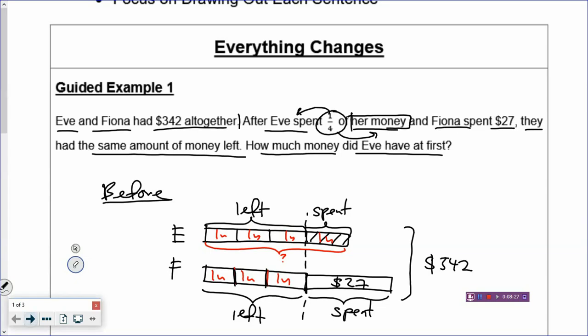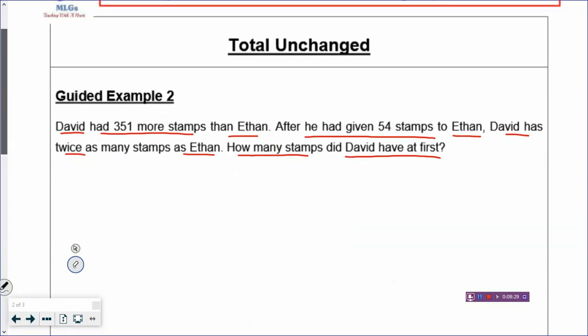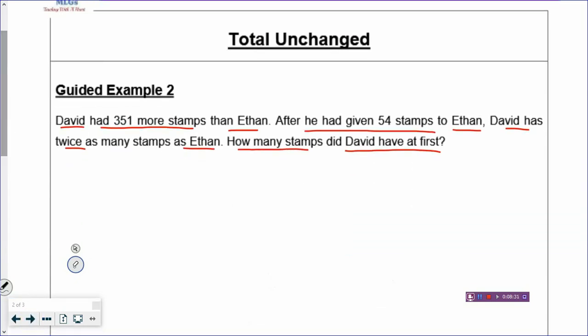Alright, if you go to example 2, what is unchanged or everything changes? Now, there is a transfer going on in this problem. Now, David gave 54 to Eden, so you see a transfer. So when you see a transfer, then the total is unchanged.